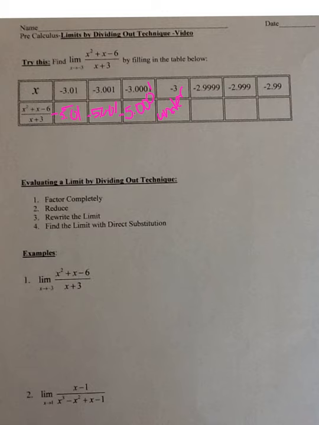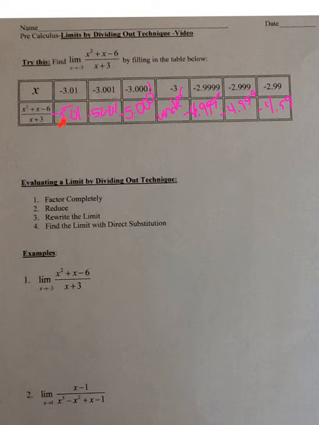When we plug in -2.9999, we get -4.9999. When we plug in -2.999, we get -4.999. And when we plug in -2.99, we get -4.99. So you can see that my x values here on the left were approaching -3.